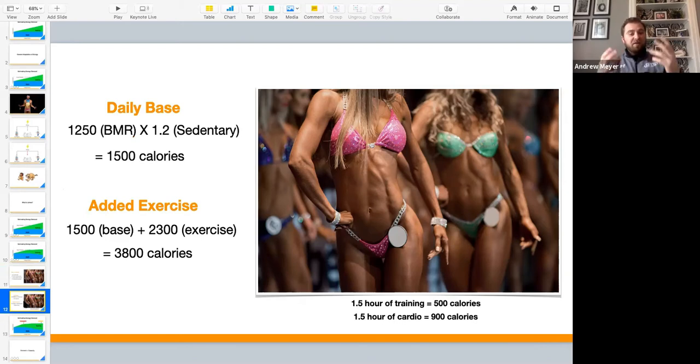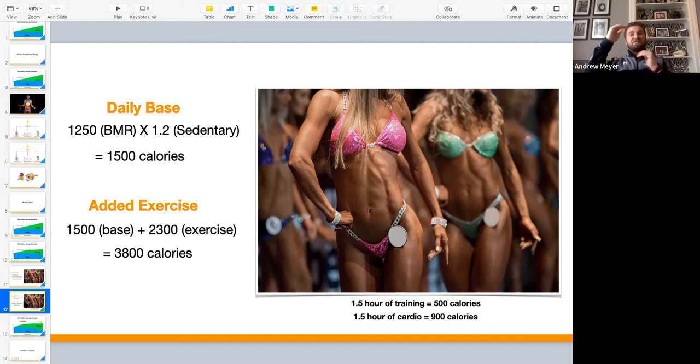So in theory, when we calculate what she should be taking in, what I did here was look at her baseline, what she should need without exercise. I took her BMR and added a sedentary multiplier. That gave us 1,500 calories. Then we add that 1,500 calories to how much exercise she's doing. She should be burning about 3,800 calories per day, and she's only taking in 1,300.